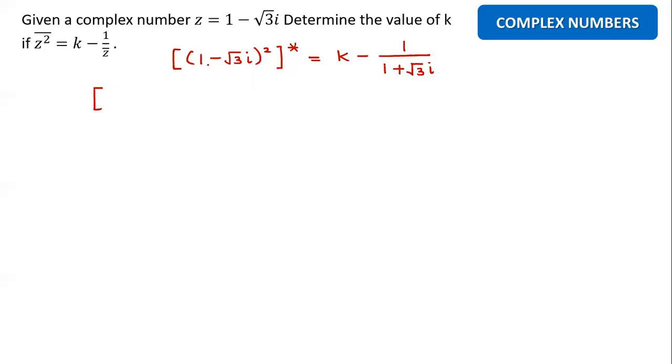So it's going to be i square. I think you know how to square, no problem, right? This is 1 minus, you have to multiply all this. You're going to get 2 square root of 3 i.